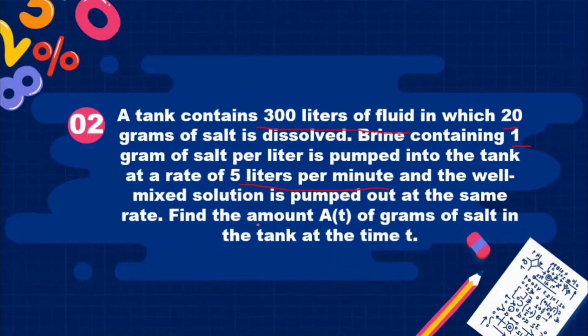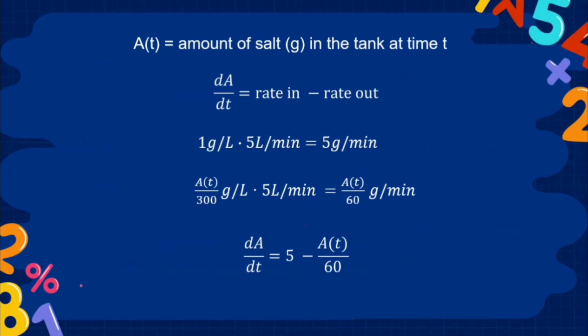It just asked us to find the amount of salt in grams at the time t in the tank. So, done with highlighting our questions. Next, this is the solution. What we have to keep in mind is that we have to find A(t) based on the question. It represents the amount of salt in grams in the tank at time t. This is what we have to find.